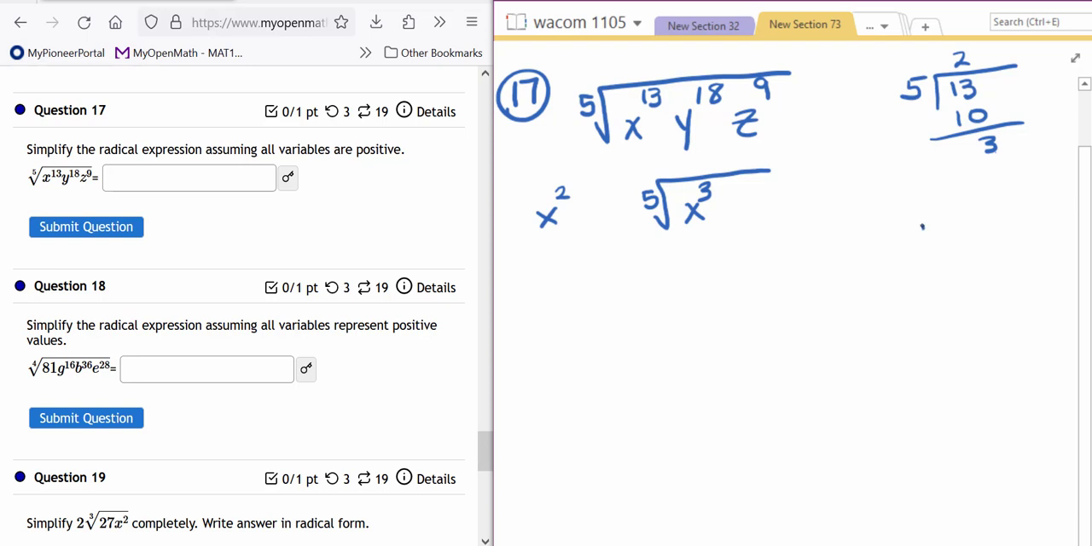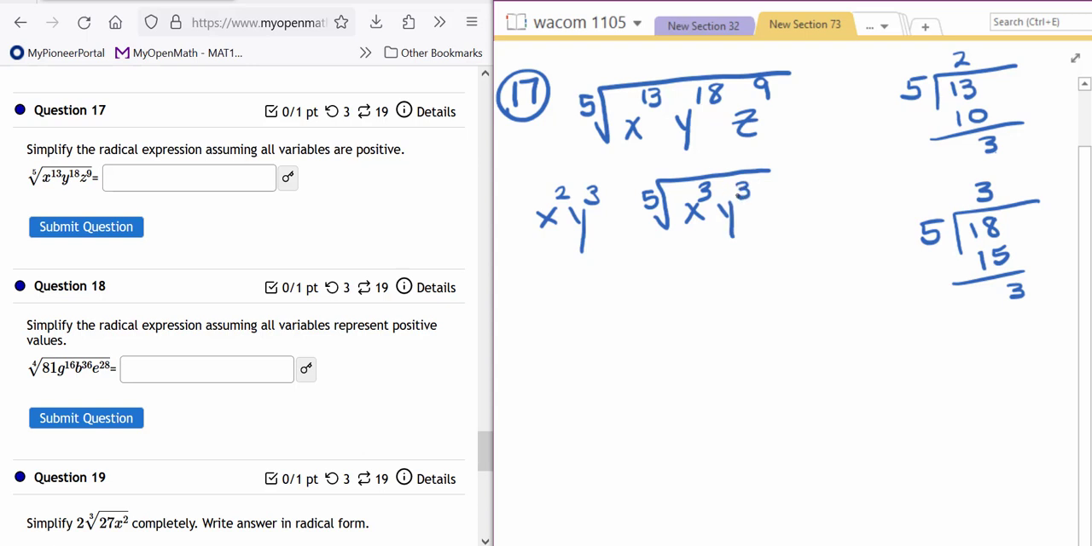5 into 18. Let's see. 3 times, 3 5s are 15. And I have 3 left over, so 3 are going outside. So that will be y cubed. And 3 are left inside. So that would be y cubed.